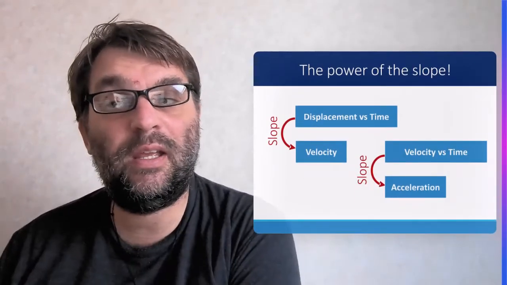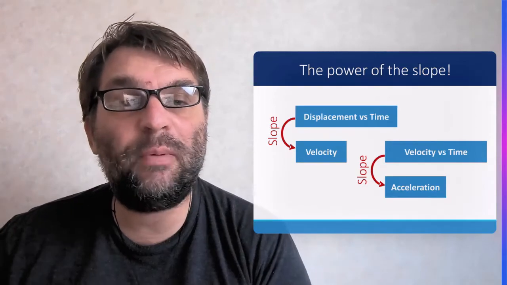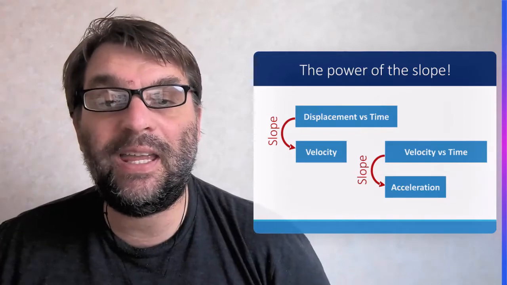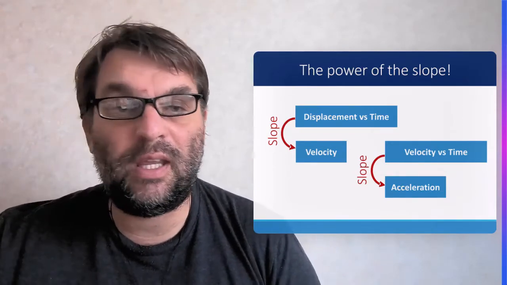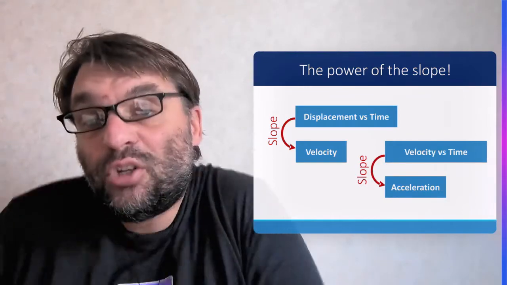I just mentioned the gradient. The slope of a displacement time graph gives you the velocity, and then the slope of the velocity time graph actually gives you the acceleration. Okay, so now we have 2 things to work with and 2 different types of graphs.